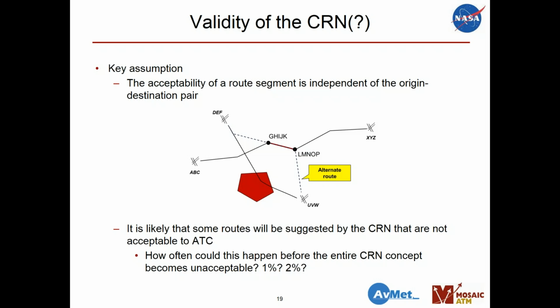And so there's two different parts of the CRN, right? There's generating the actual database of which flight segments were filed and flown, and we take that as an indication that they are likely to be acceptable to ATC. And then there's a question of actually generating an updated filed route that will be used for a specific flight on a specific day to avoid a specific constraint.